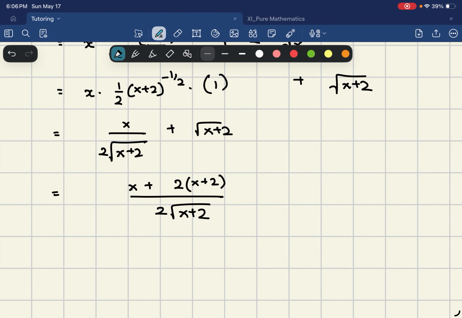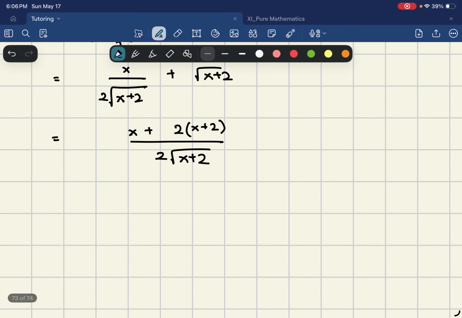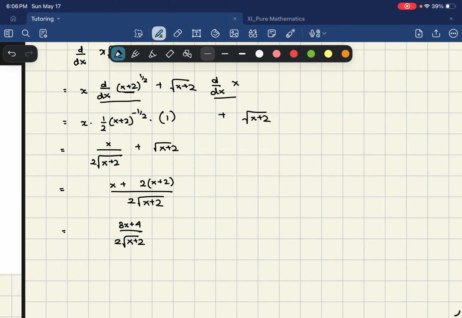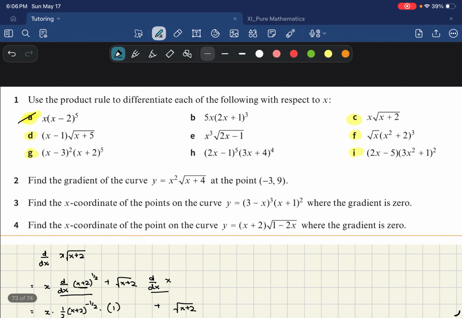I'm going to leave you to figure out how to get a common denominator here. But overall, your answer is going to be 3x plus 2 over 2 square root of x plus 2. Sorry, 3x plus 4, because 2 times 2 is 4, over 2 square root of x plus 2. Alright, so that is your solution to C.